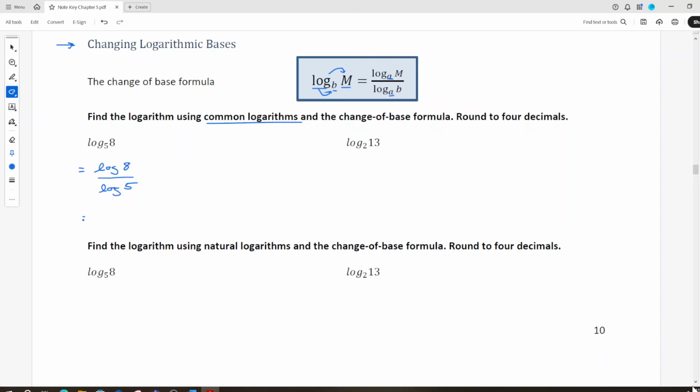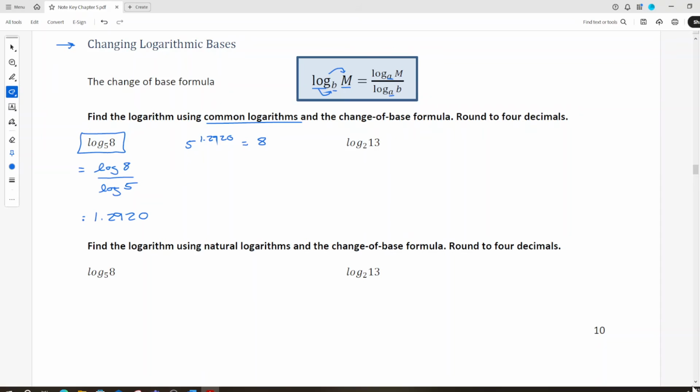So log of 8 divided by log of 5, to 4 decimal places, gives me 1.2920, which means 5 to the exponent 1.2920 should give me 8. Well, let's check it. 5 to the exponent 1.2920 is 7.9996 because we rounded. Okay, so that's what this change of base formula does. It allows us to plug in something other than a base 10 or a base e.